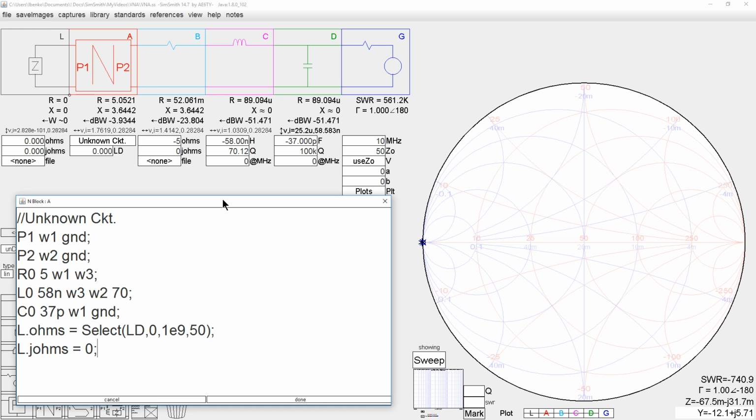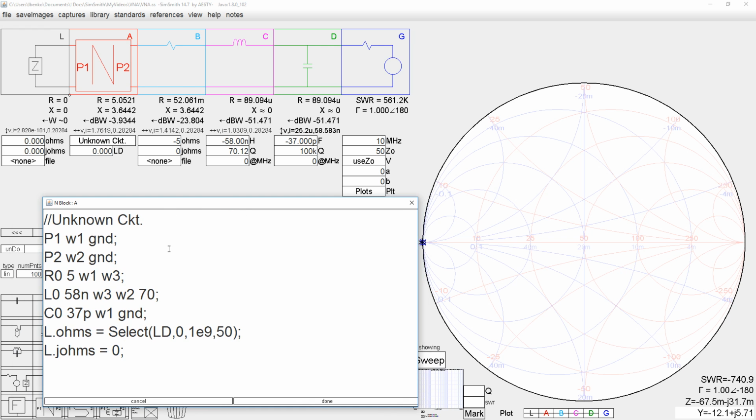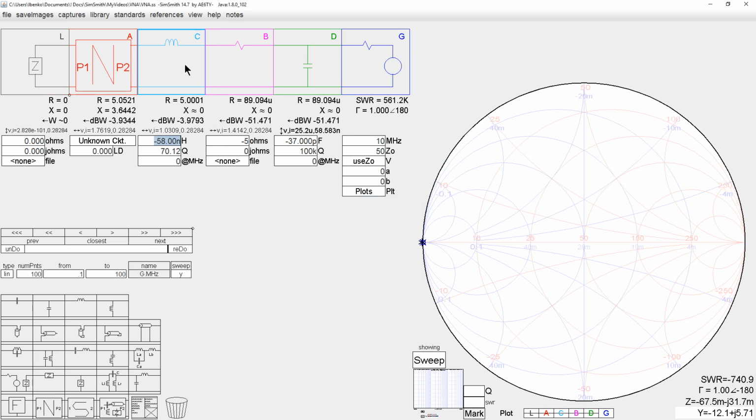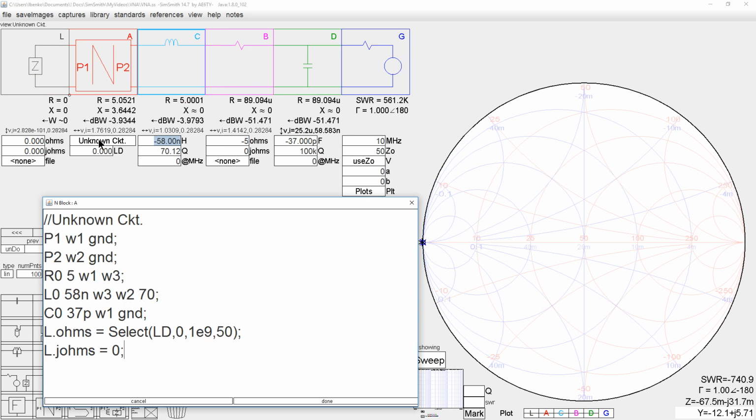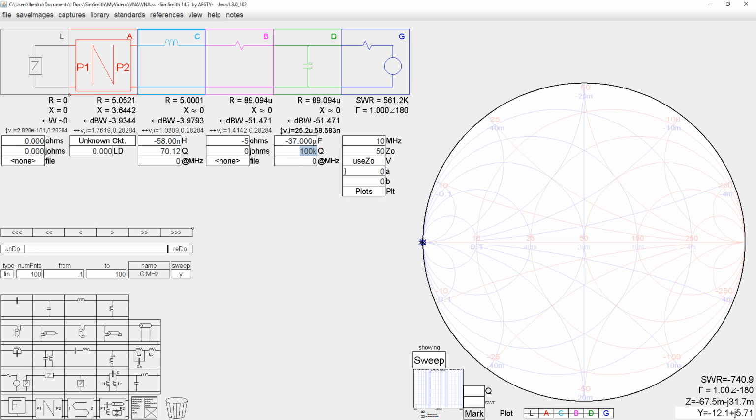If we take a look at this circuit, we see that the circuit is built with a 5 ohm resistor from W1 to a midpoint W3, a 58 nanohenry inductor with a Q of 70 from W3 to W2. So I have these two backwards, but again, that doesn't have any effect on a real circuit. And it's built with a capacitor with infinite Q. Okay, so this Q should have been infinite then.